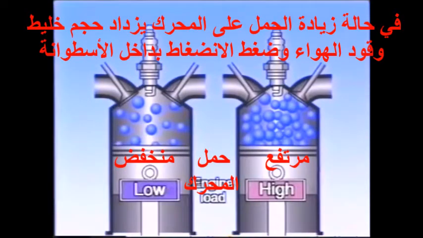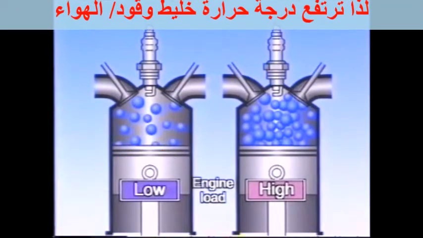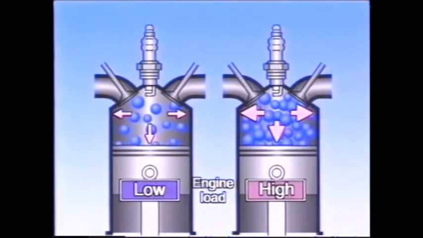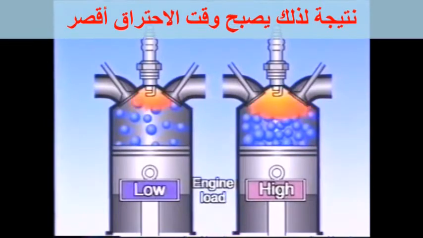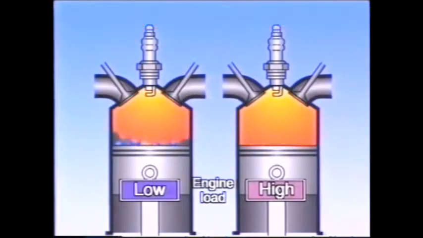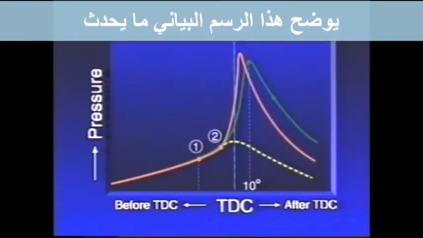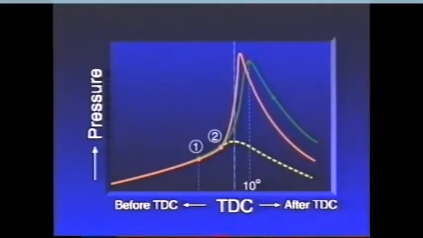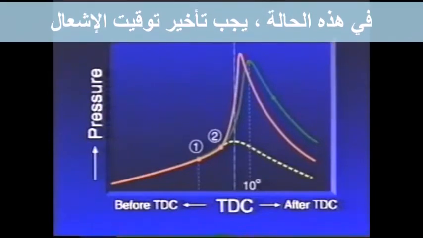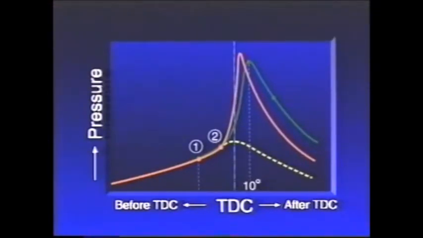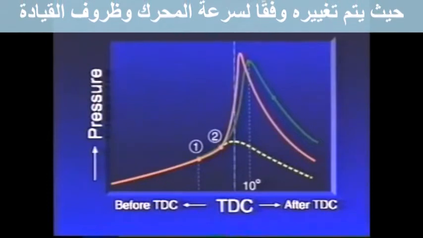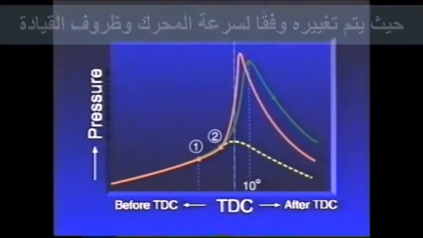If the load on the engine increases, the volume of the air-fuel mixture and the compression pressure inside the cylinder increase. The temperature of the air-fuel mixture goes up, and so the mixture burns faster. As a result, the combustion time gets shorter. This graph shows what happens. In this case, the ignition timing has to be retarded. It is changed according to the engine speed and driving conditions.